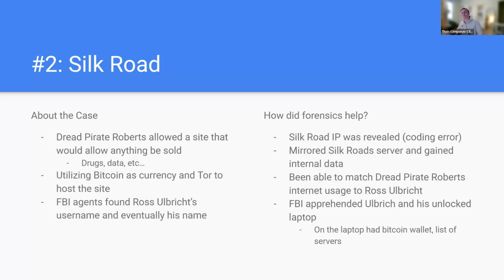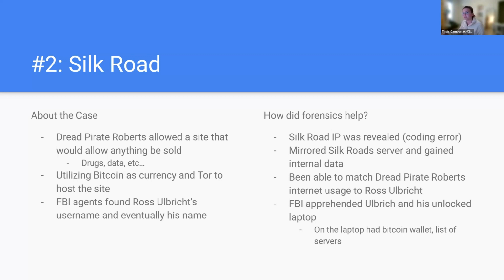Now let's talk a little bit about a crime that happened mostly on the internet. There was a user that went by the name Dread Pirate Roberts that hosted a website that allowed anything to be sold. You can think of it as the black market Amazon at the time. It utilized Bitcoin as currency. Bitcoin utilizes a heavy amount of encryption, which is very hard to break. And then they also used Tor to host the website, and Tor is known to allow users to be anonymous while they're going through the internet.